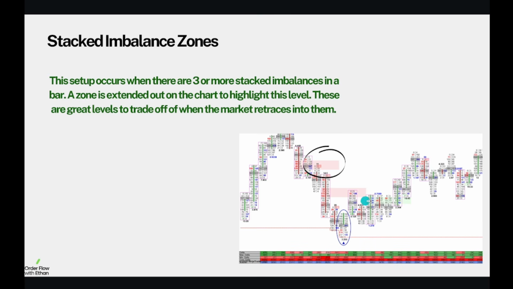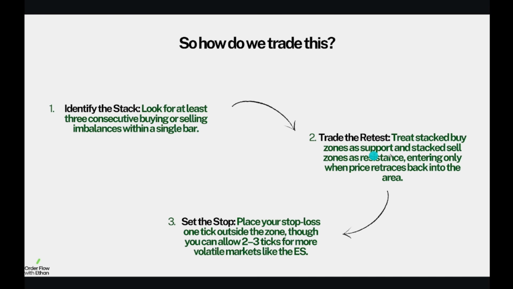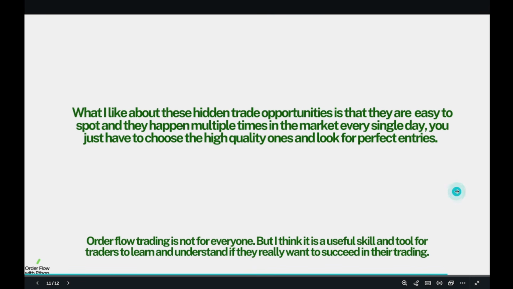Same thing here, price went back to that level, quick correction, gave us a single print and an imbalance, and then it went up. So yes, try to look for these. Look for single prints to happen, new imbalances, and positive delta, also related to the market context. Then you should set the stop one tick outside the zone, though you can allow 2 to 3 ticks for more volatile markets like the S&P 500.